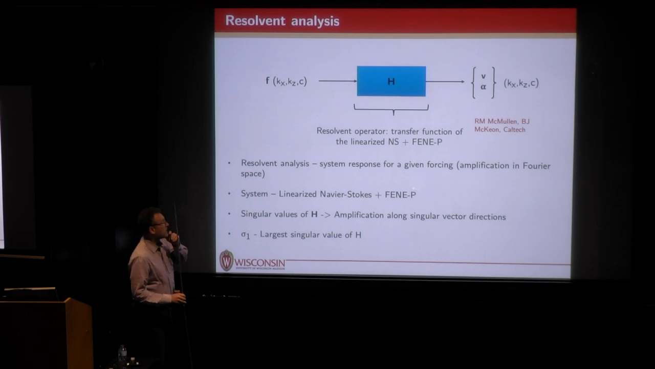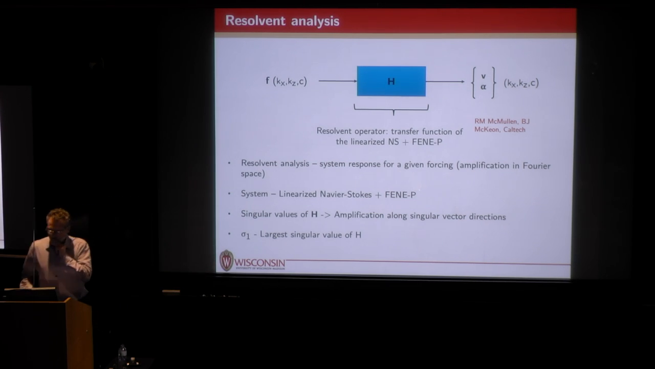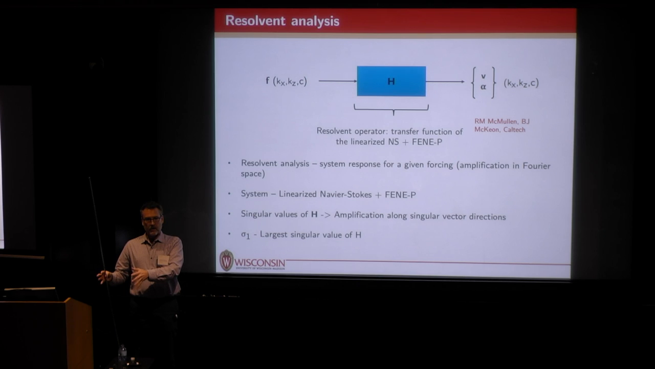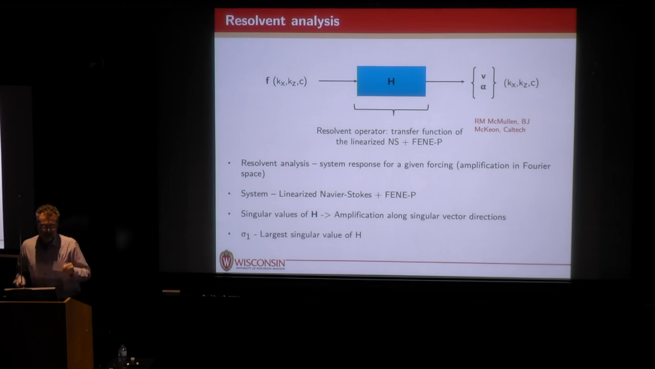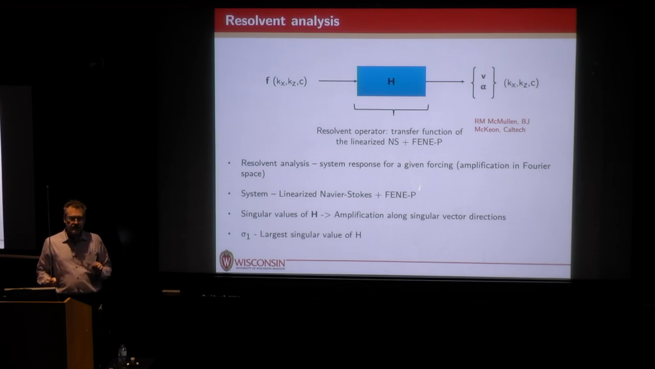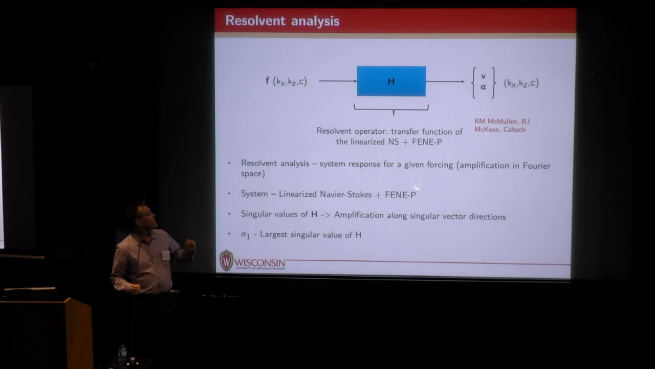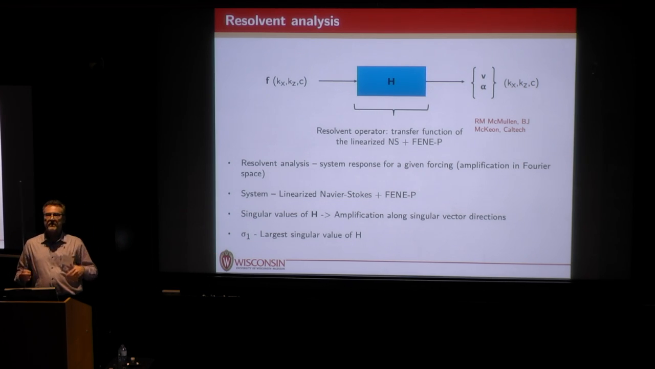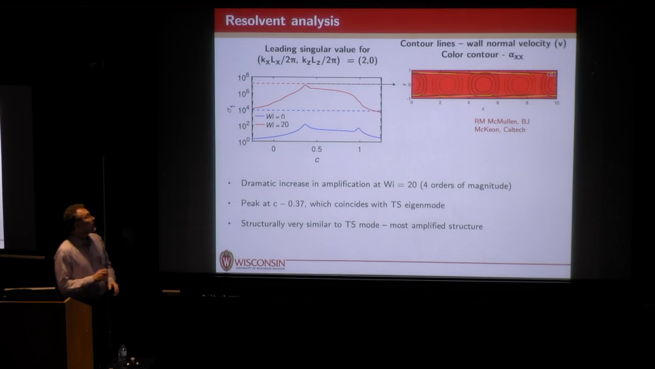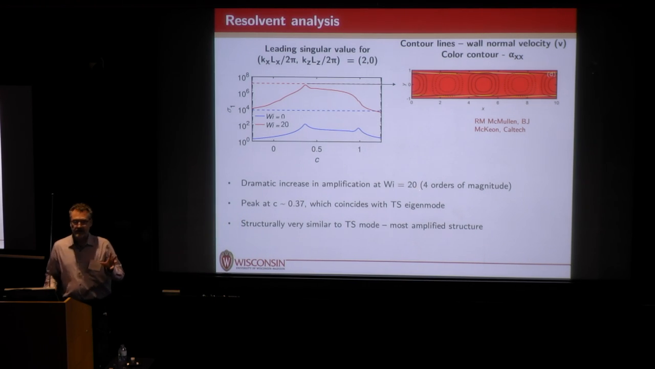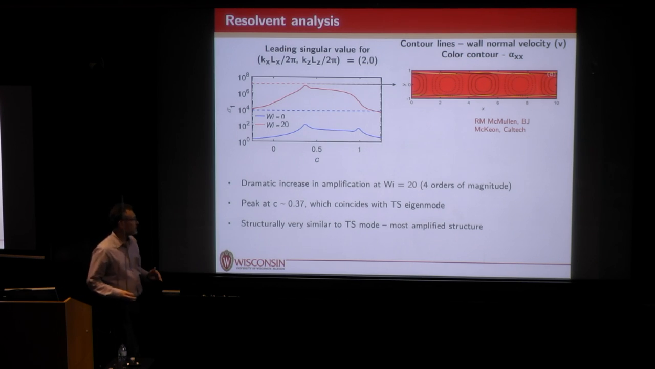You could look at the problem from a slightly different point of view. And again, this is from our collaborators, where you can look at the response of the linearized Navier-Stokes plus FENE-P operator to external inputs. So that's the resolvent analysis. You know, one way to think about it is it's just writing down the transfer function for the linearized Navier-Stokes equations. So you can look at that as well, do singular value decomposition of that operator to find the largest singular value, so the structure that's amplified the most. That's here. That's almost identical to the Tollmien-Schlichting mode, which isn't necessarily surprising, all right? But both from the resolvent and linear stability analysis, we see this structure arising.